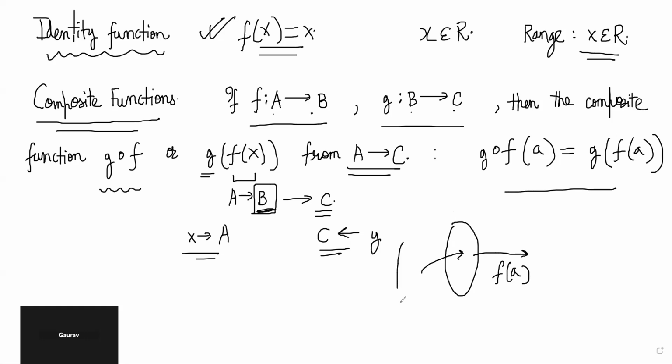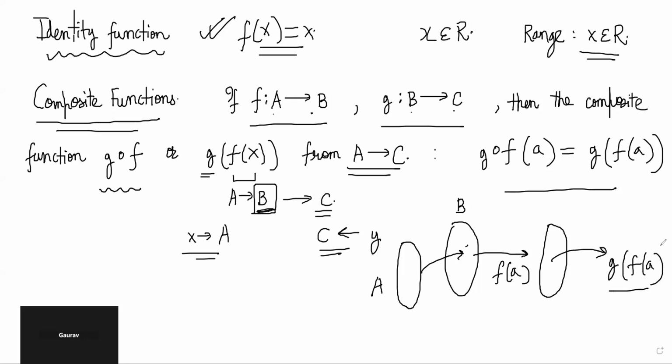Inputs were coming from basically the A set. This was the output set, which is B set. And this output f of a is sent to the function g, which gives out your g of f of a, right? And this will belong to the C set. There are two consecutive functions that are applied on the same input, and that is the meaning, right?